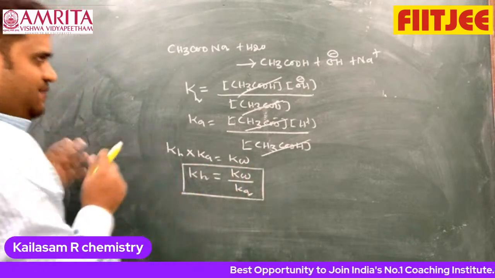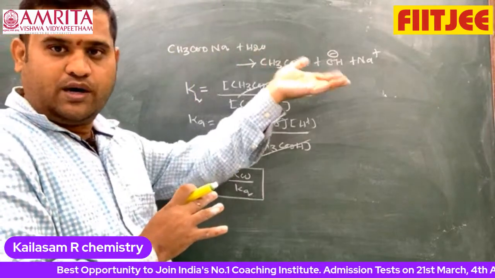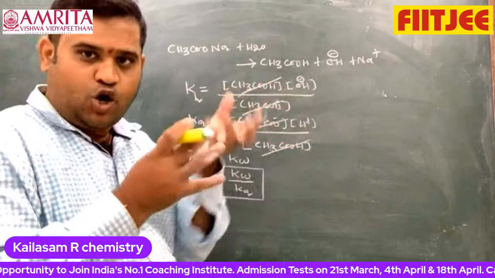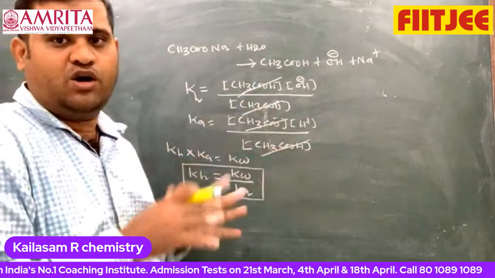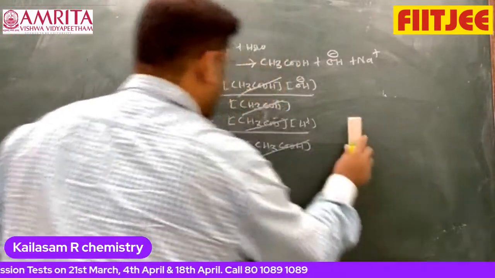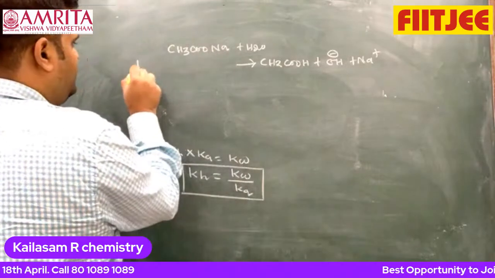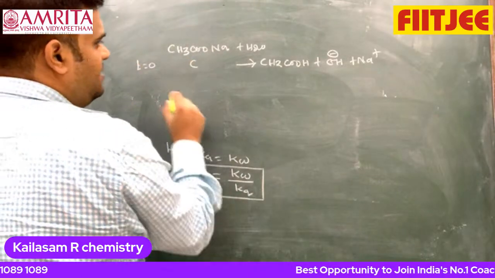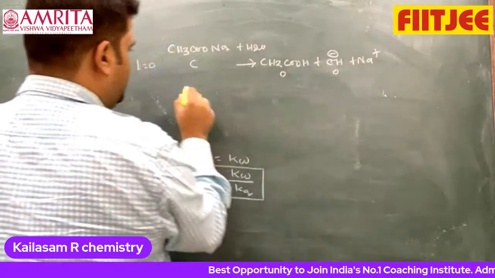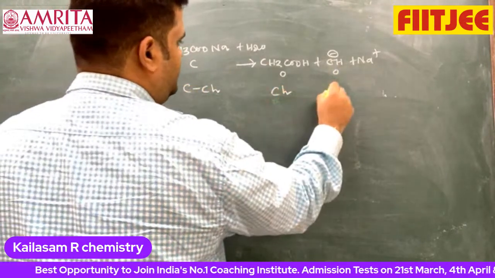Now the next one, same logic. How much of the salt is hydrolyzed with water? How much reacts and how much is unreacted at equilibrium, I want to find. We know that KH equals Kw by Ka. Now I want to know how much of this reacted. Same logic. When time is equal to 0, this will be C, and this is also 0 and 0. This becomes C minus Ch, where h is the degree of hydrolysis. Therefore this is Ch, and this is also Ch.